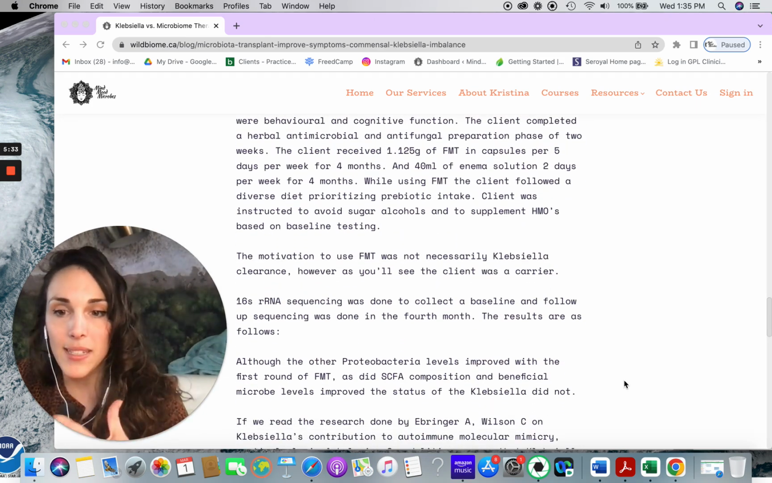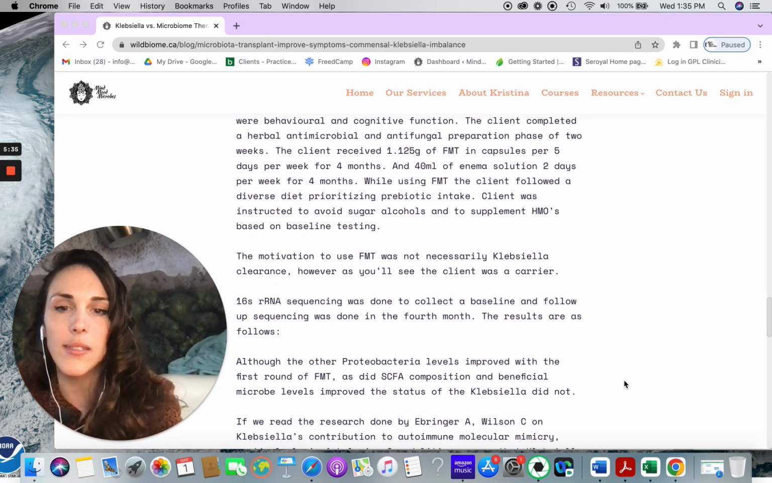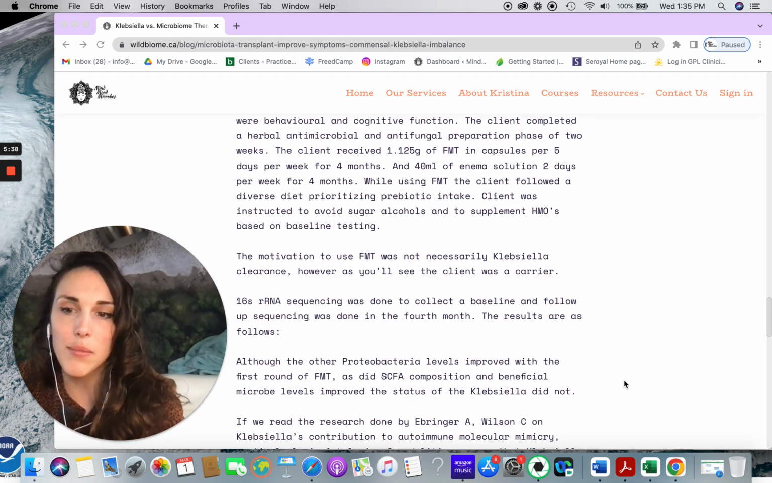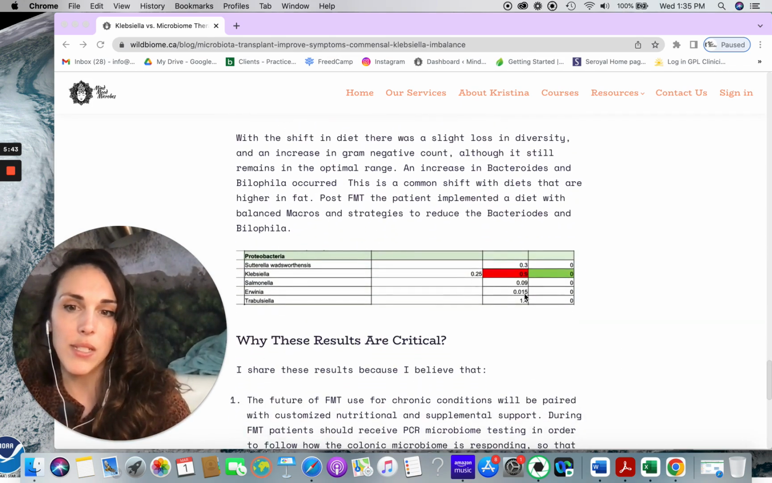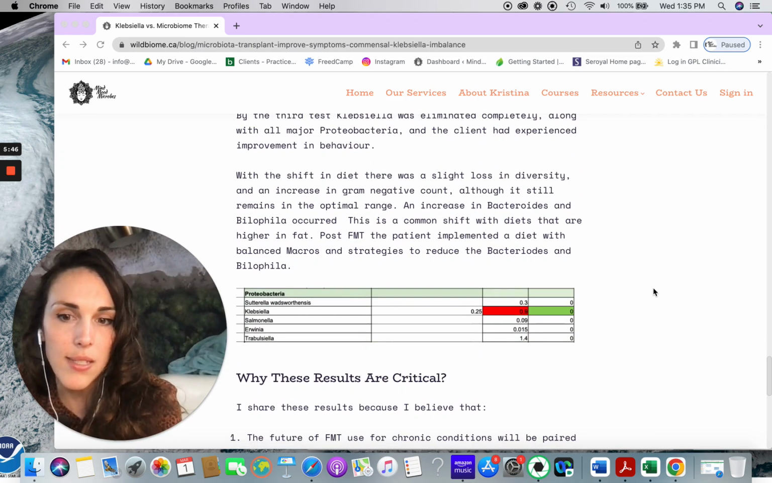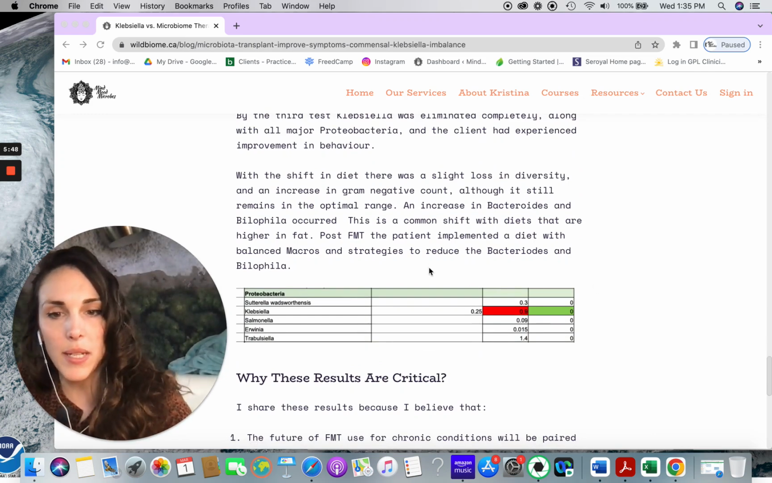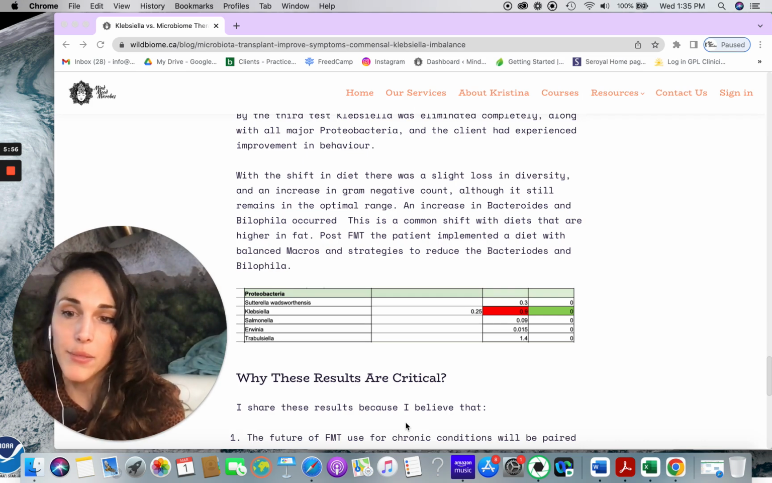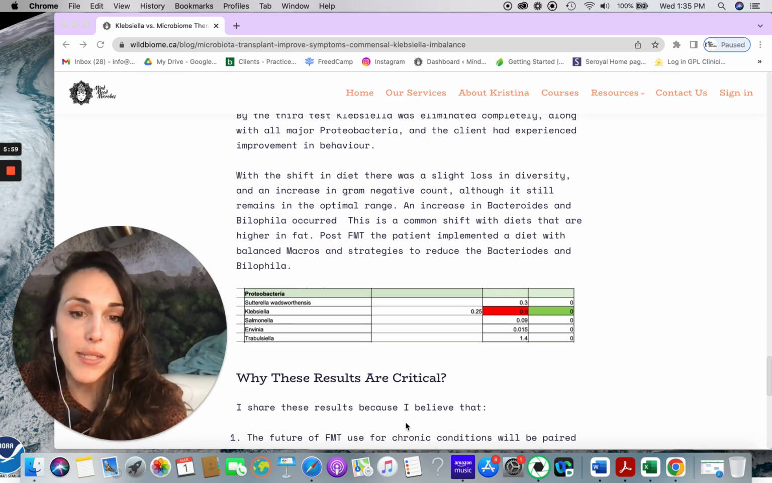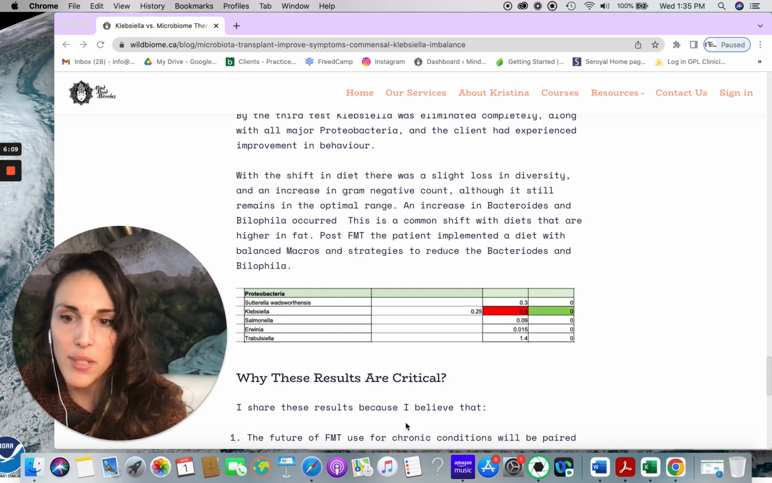However, a couple weeks in, the client was actually having an increase in digestive-related symptoms, and so we decided to retest and see how things were shifting. At the second test, we did find that the Klebsiella had actually increased, and they had also been carrying a couple of other proteobacteria as well. So at that point, we emphasized that nutritional adjustments can be necessary in order to modulate the way that the new microbes are colonizing. And this goes beyond Klebsiella.